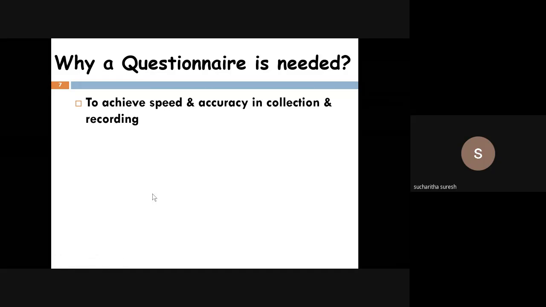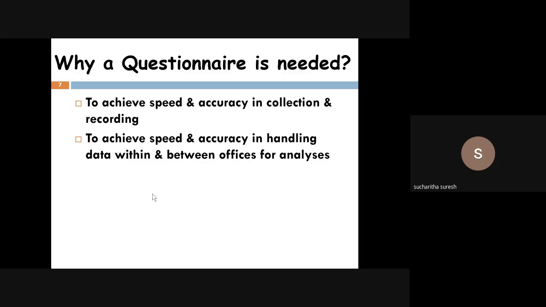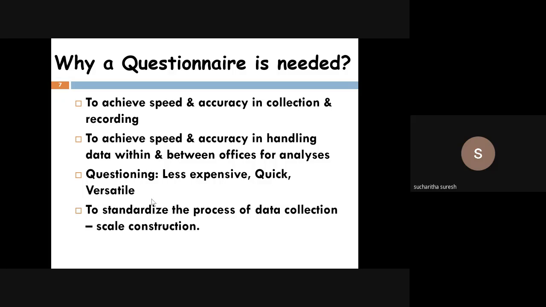To achieve speed and accuracy in the collection of data, and to achieve speed and accuracy in handling the data within and between the offices for analysis. And a questionnaire is less expensive, quick, and versatile.